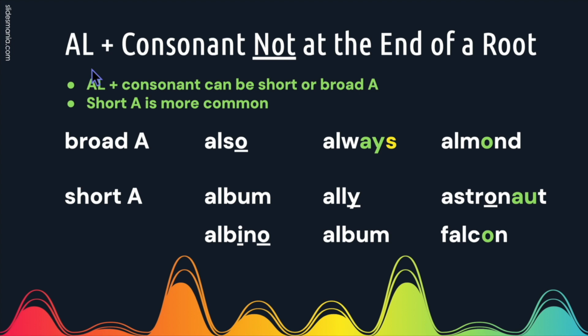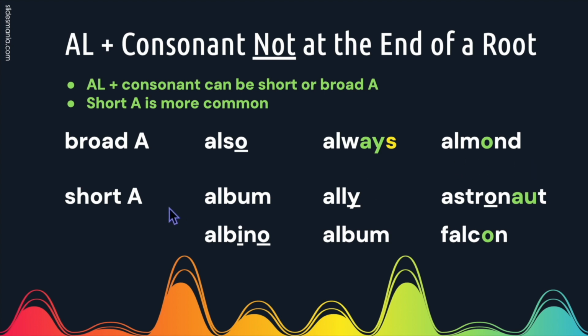If you have AL plus a consonant not at the end of a root, it can be either the short A sound of a or the broad A sound of ah. The short A sound is more common. Here are some words where it will have the broad A sound of ah. The underlined vowels will use their long sound. Also, always. Notice AY says A, and the S has its second sound of Z. This O will schwa and say almond.